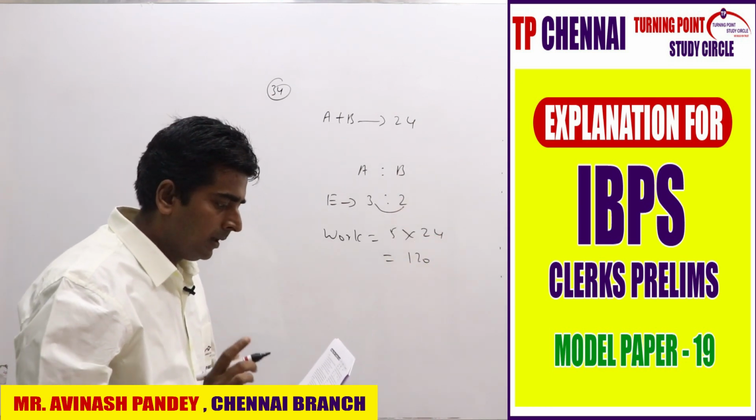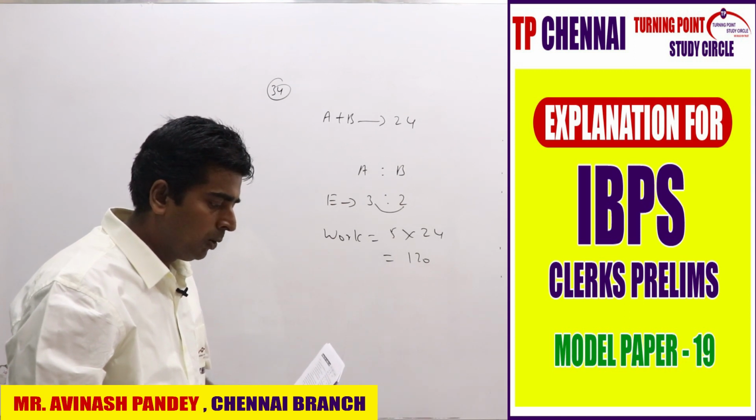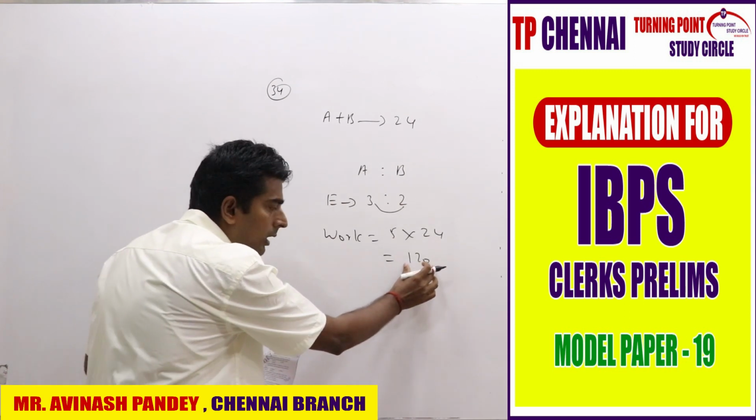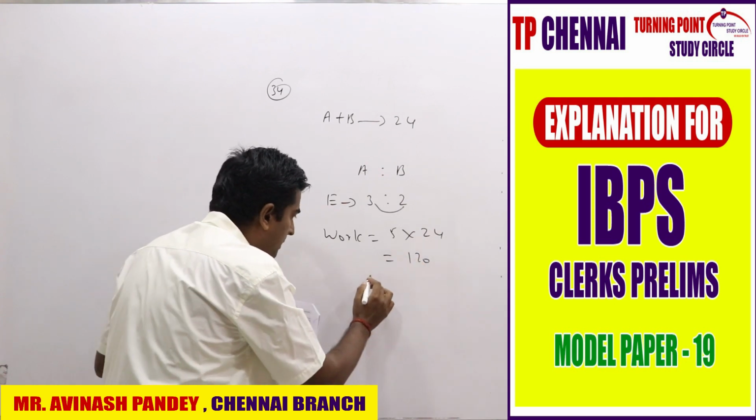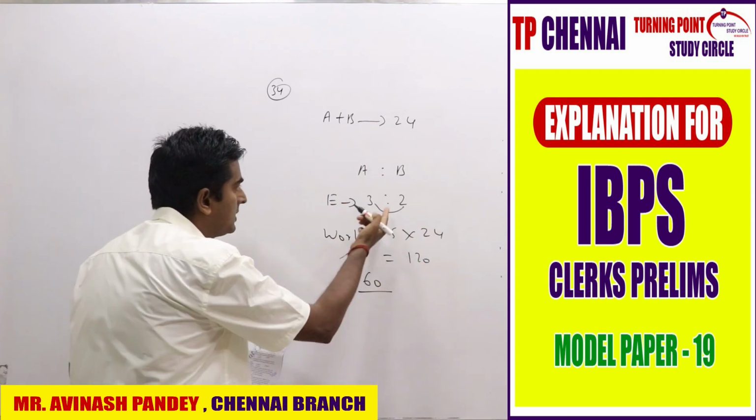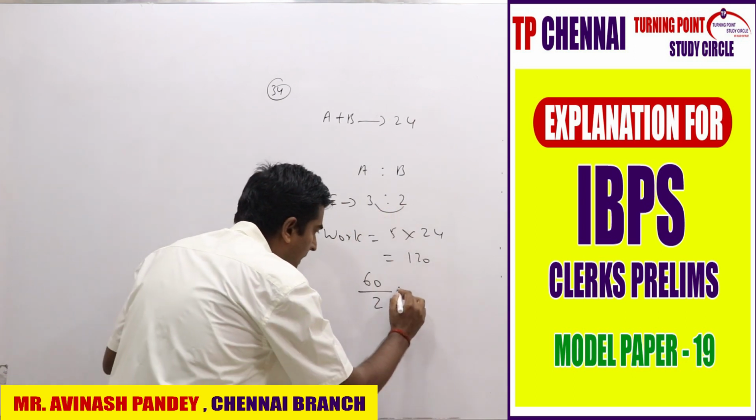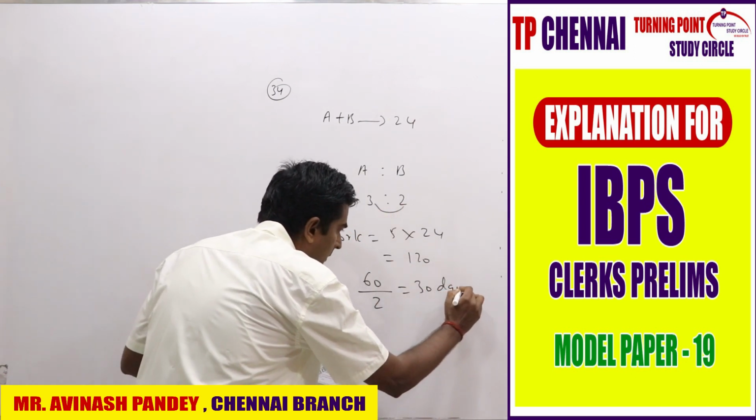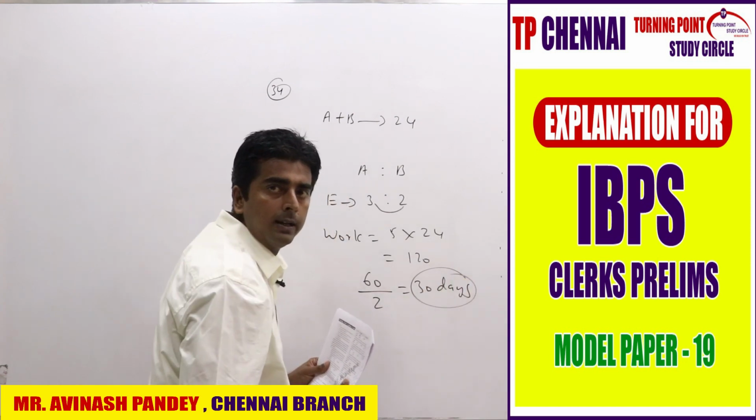Now what they are asking: find the number of days taken by B alone to complete half of the work. Total work is 120, so half of the work is 60. And who has to do this work? B has to do the work. What is the efficiency of B? 2. So 60 by 2 is 30 days. So my answer is 30 days.